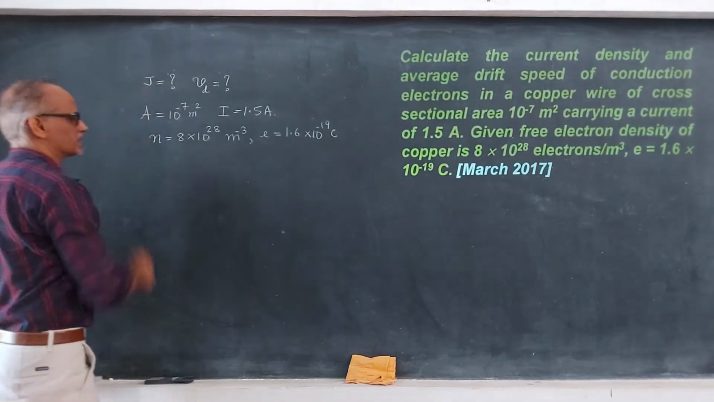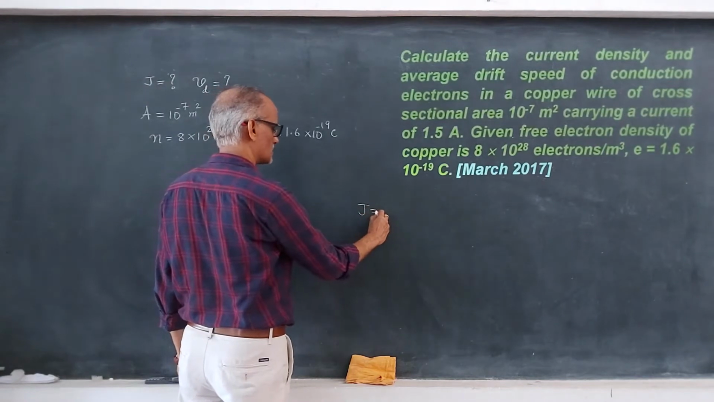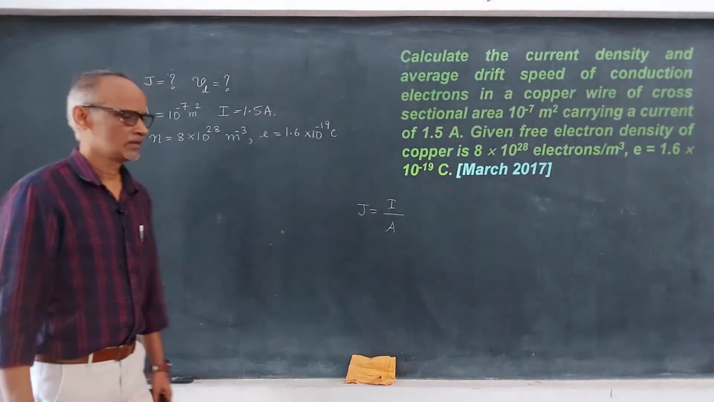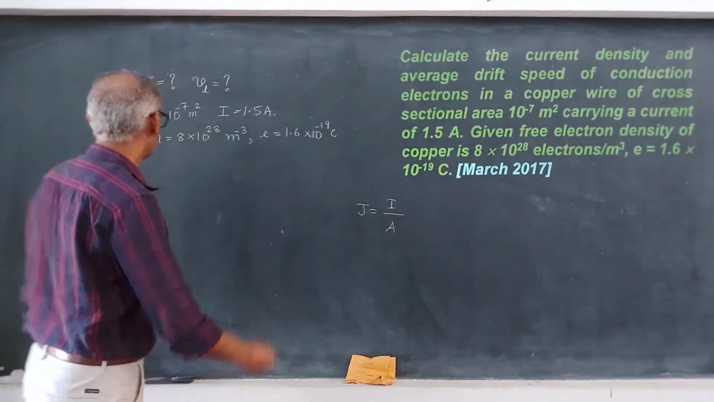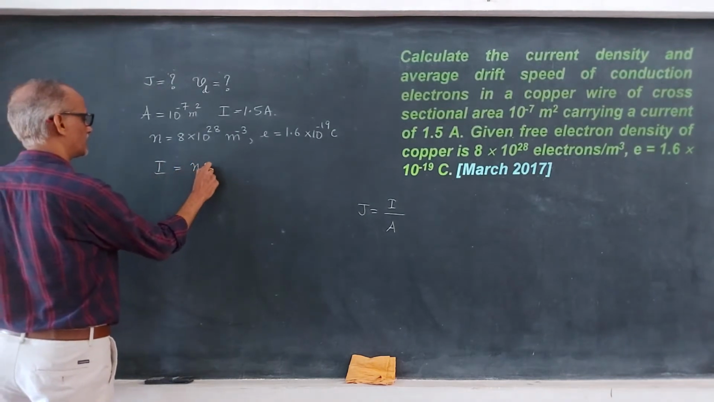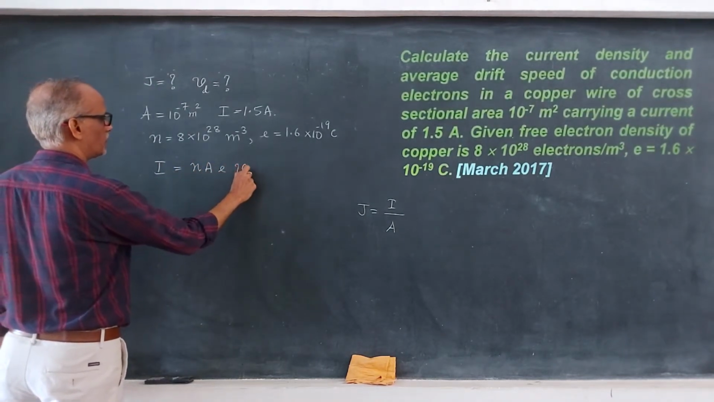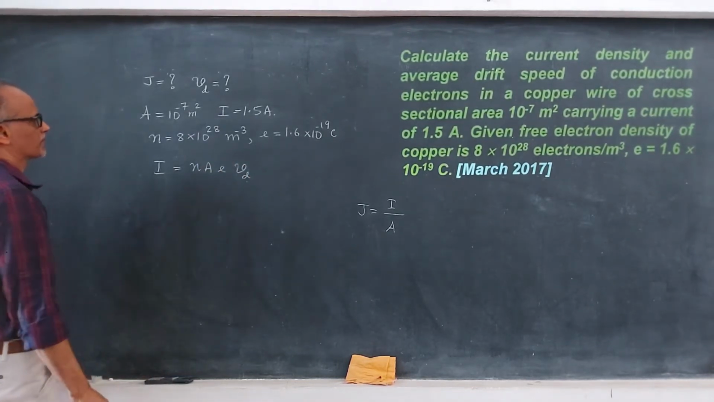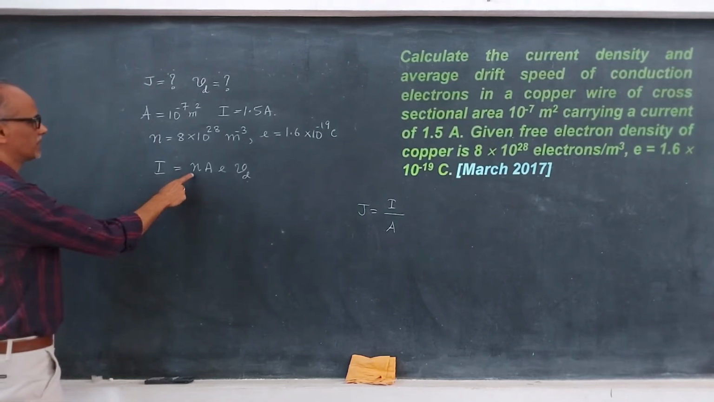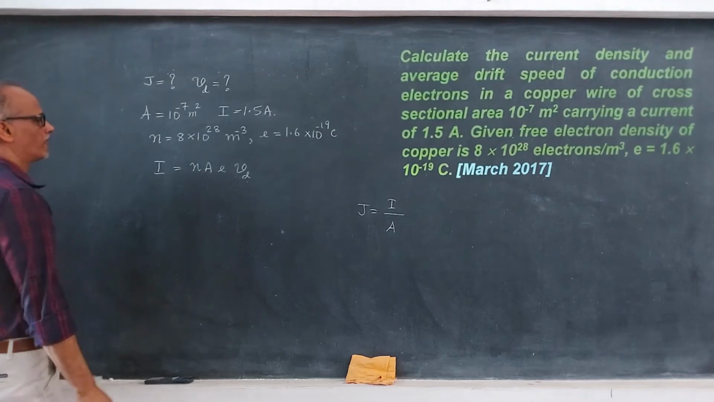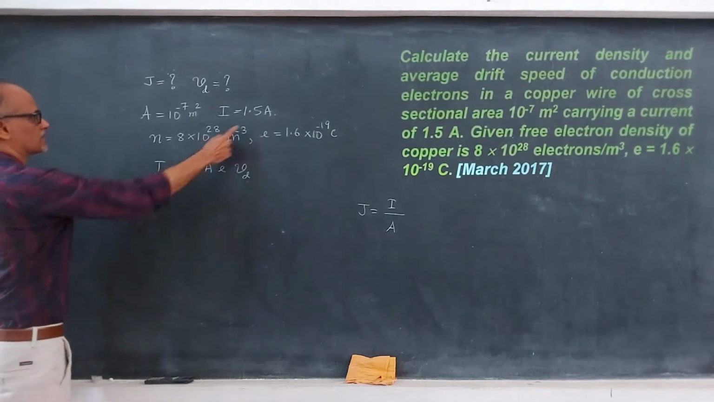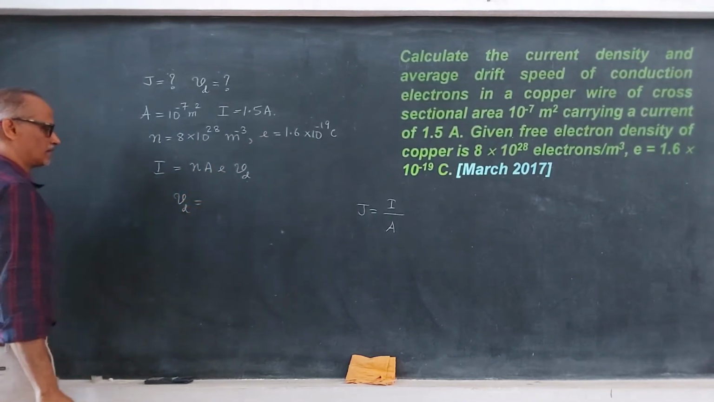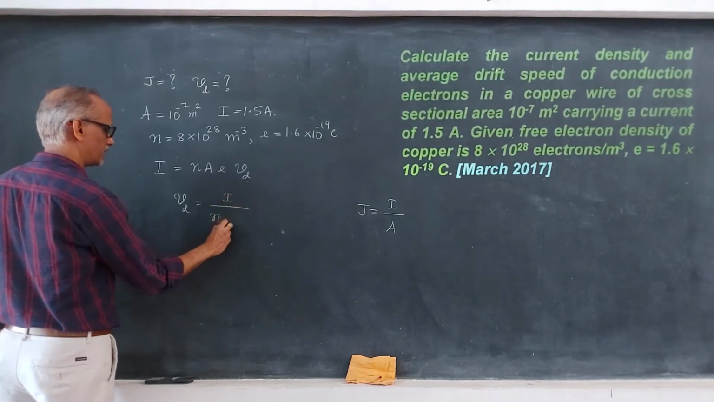Now, current density is J, which is equal to current flowing per unit area of cross section, I by A. To find J, I need the value of I, which is given as 1.5 ampere. To find Vd, we use I = nAeVd. Everything is given here: I, n, A, and e. So we need Vd, which is I by nAe.